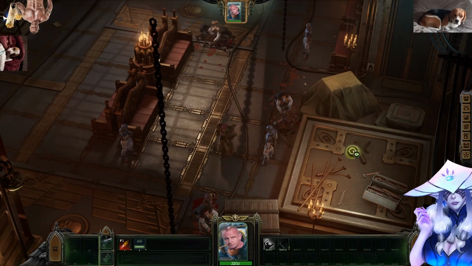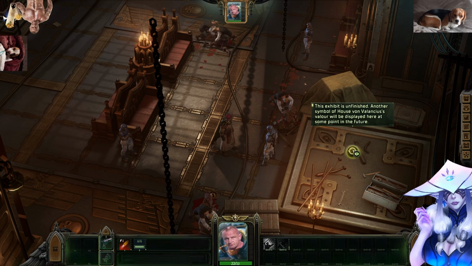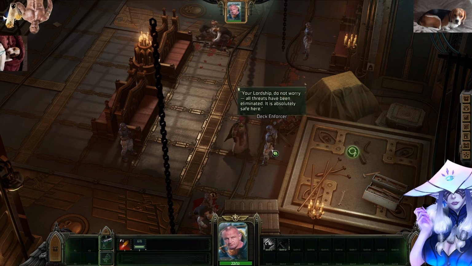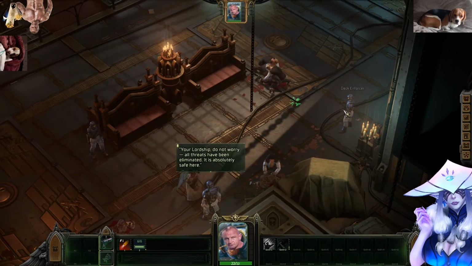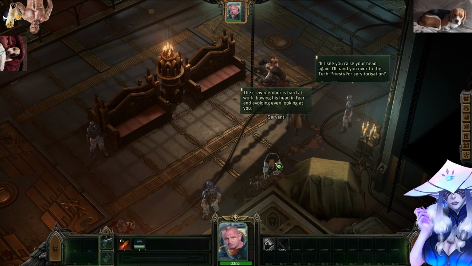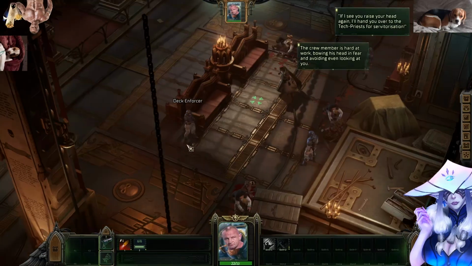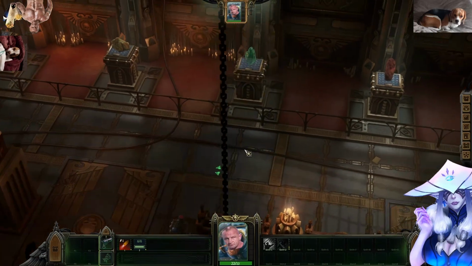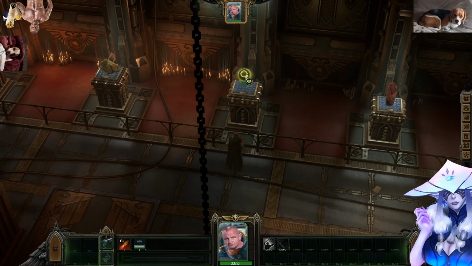Challenge for me. This exhibit is unfinished, and the symbol of House Ananicus Valor will be displayed here at some point in the future. Your Lordship, don't worry. All threats have been eliminated, and it's absolutely safe here. Serious how that works, not even looking at me. Okay. What the hell is this?